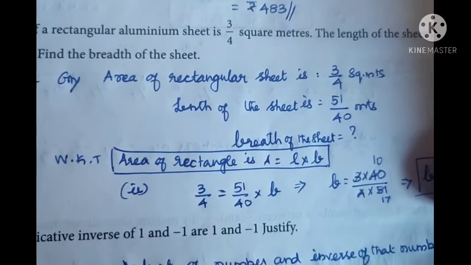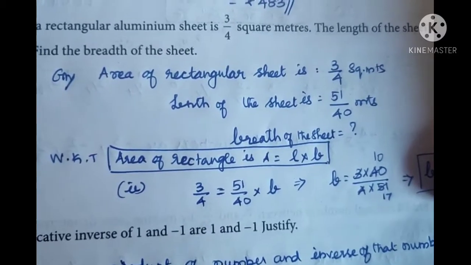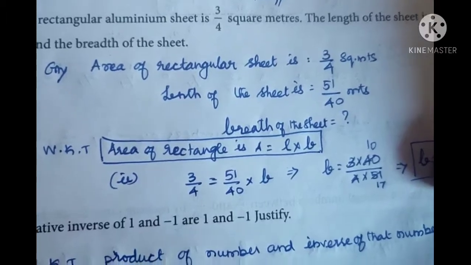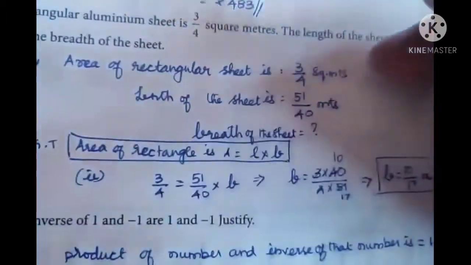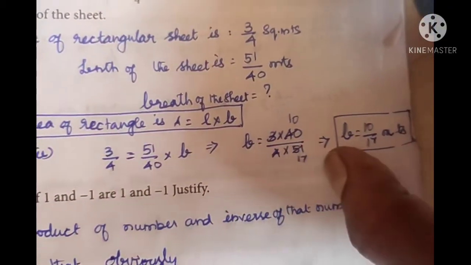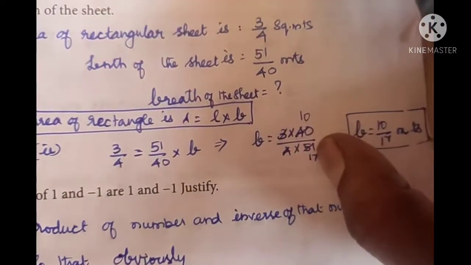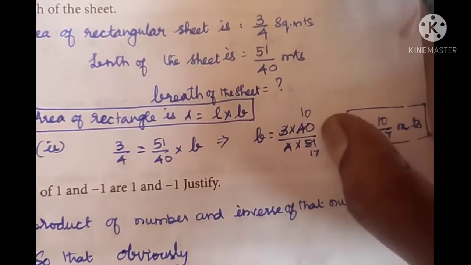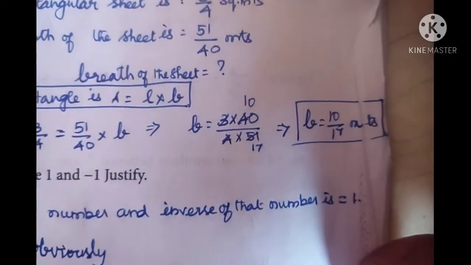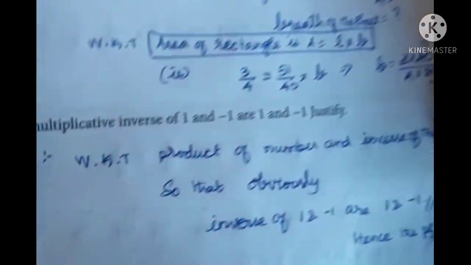We know that area of a rectangle is A equal to L into B. That is 3 by 4 is equal to 51 by 40 into B. Therefore B is equal to 3 into 40 by 4 into 51. We simplify that: 17 3s are 51, 10 4s are 40. Therefore B equal to 10 by 17 meters.